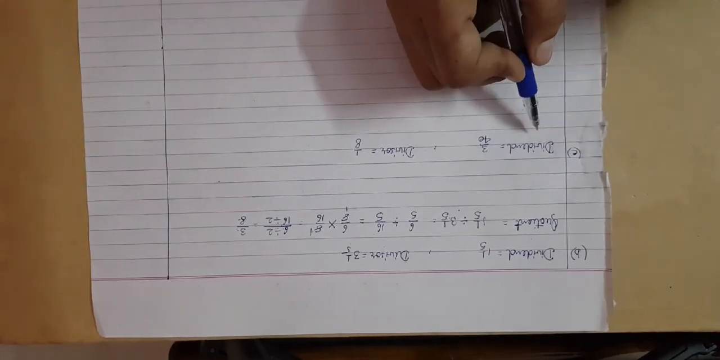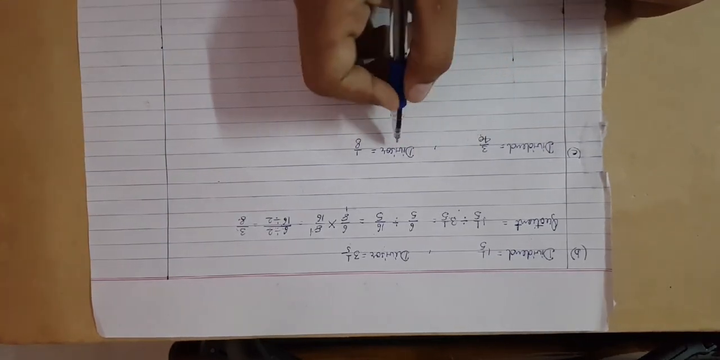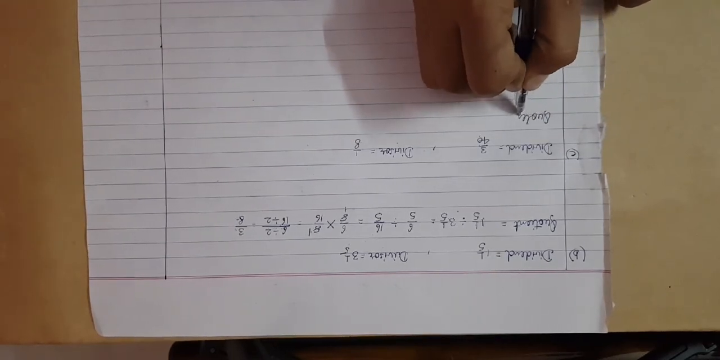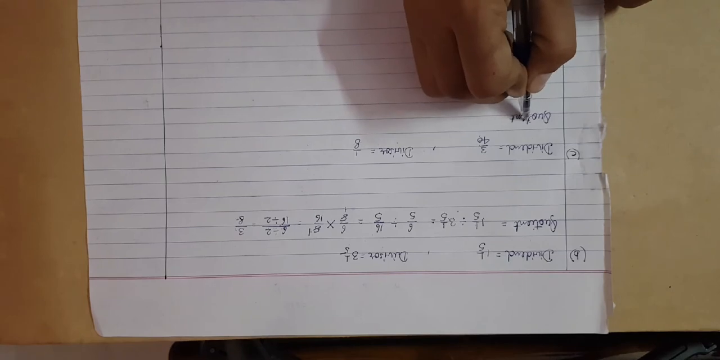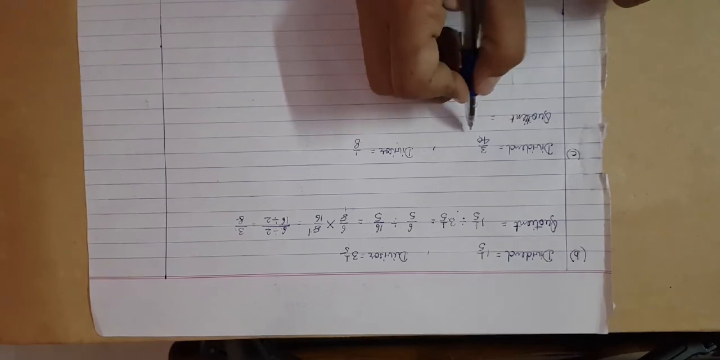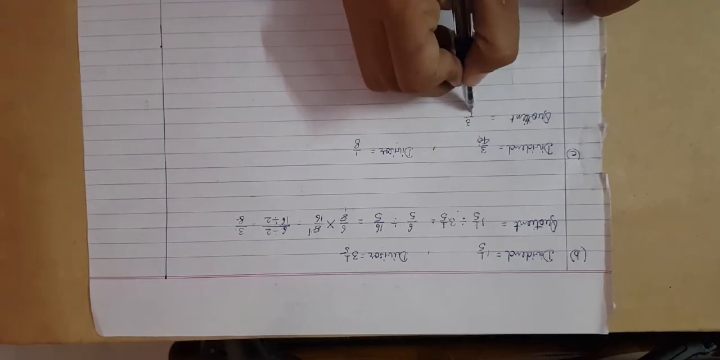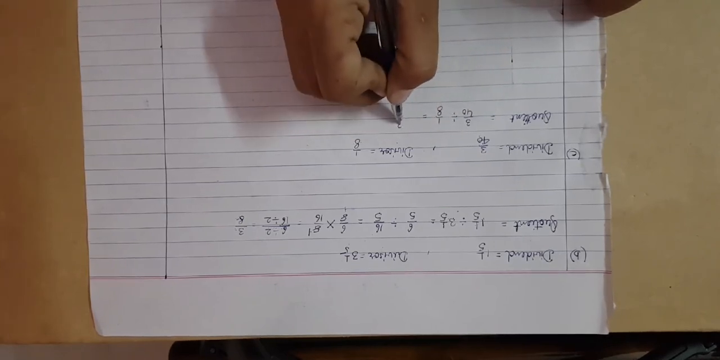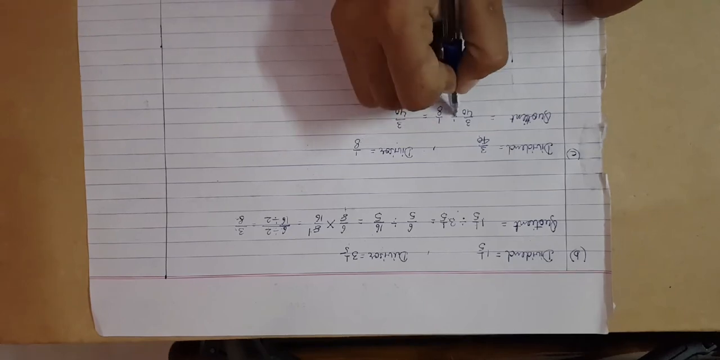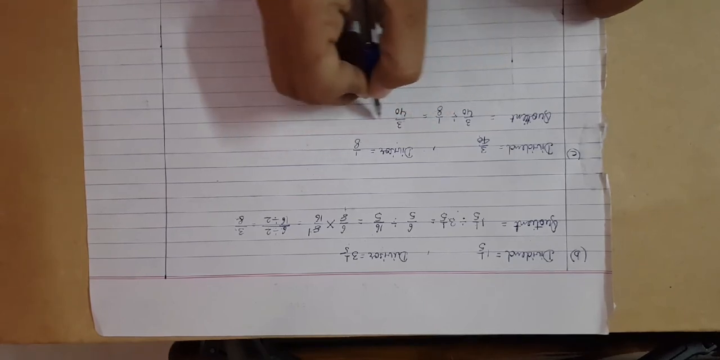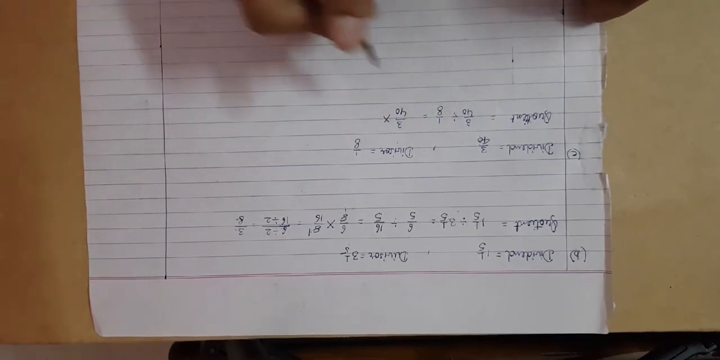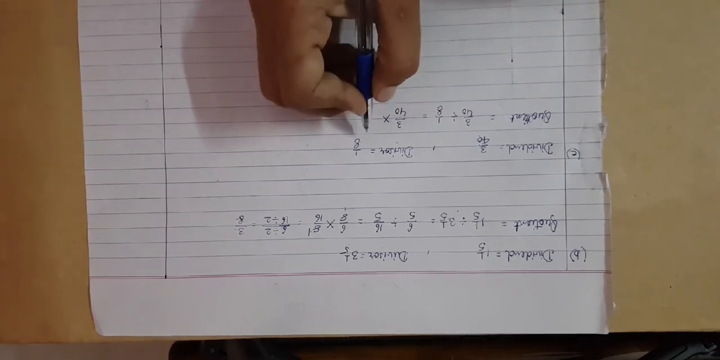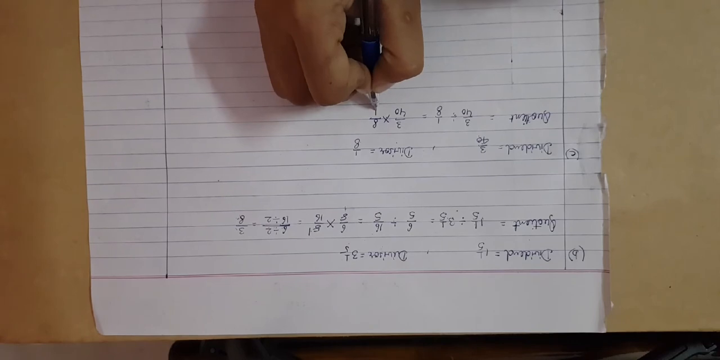Part C: the dividend is 3 upon 40 and the divisor is 1 upon 8. So to find the quotient, I have to divide them. Dividend, that is 3 upon 40, divided by the divisor, that is 1 upon 8. Write the dividend as it is, that is 3 upon 40. In the place of division I will write multiplication, and after the multiplication sign I will write the reciprocal of 1 upon 8, that will be 8 upon 1.